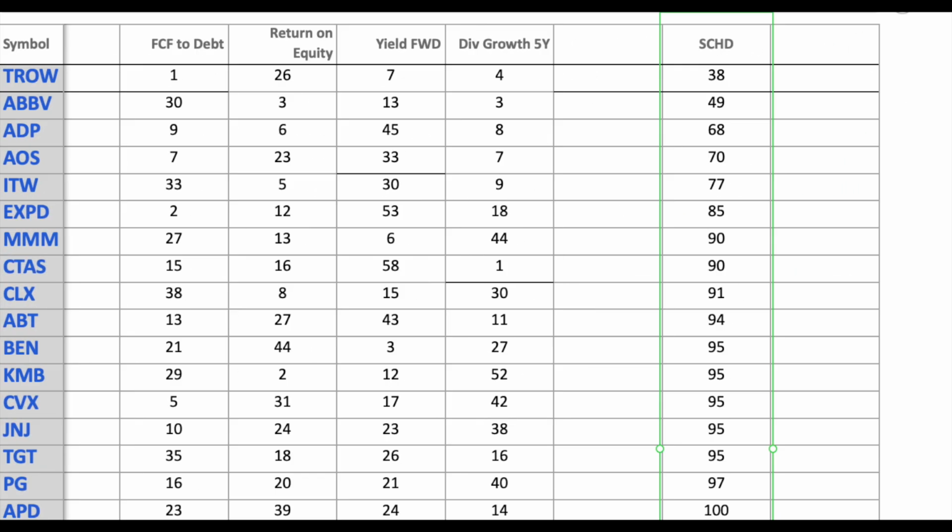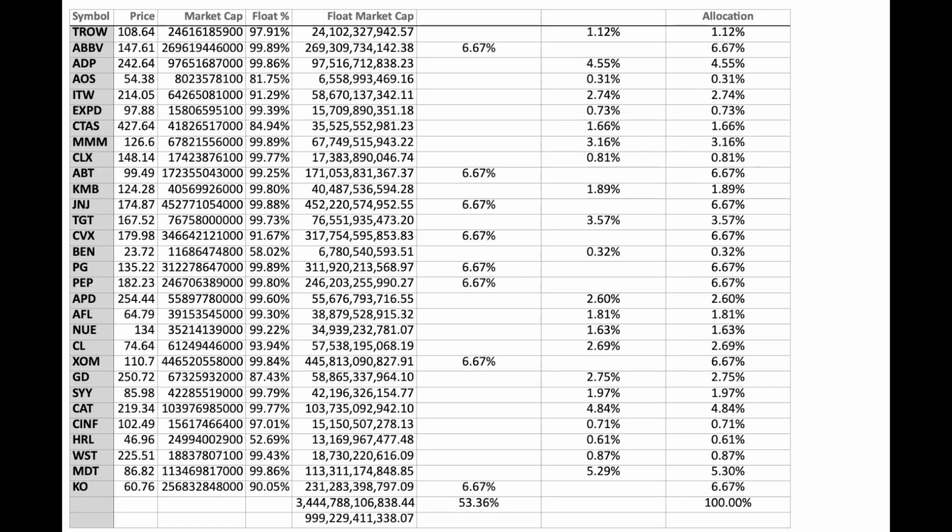The final step was to combine the 4 rankings into one composite score. Once I had the composite score, I sorted the entire dataset in ascending order by composite score, with the forward dividend yield as the second sorting factor. Next, I selected the 30 highest ranked Dividend Aristocrats. I copied these tickers, along with the price, market cap, and float percentage into a new worksheet. I then multiplied the market cap for each aristocrat by the float percentage to obtain the float adjusted market cap.